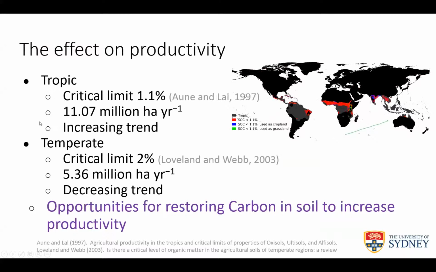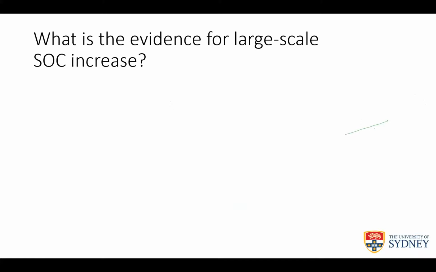The effect of this is that a lot of the area is under the critical limit of 1.1% in the tropics. That means that in the tropics, if it's less than 1%, your crop productivity will be affected. That is a lot of area. It has a very low carbon content. For example, in the tropics, there's about 11 million hectares per year that is decreasing, and in temperate regions about 4.36 million hectares per year. That means that there are a lot of opportunities to restore the carbon to increase the productivity.